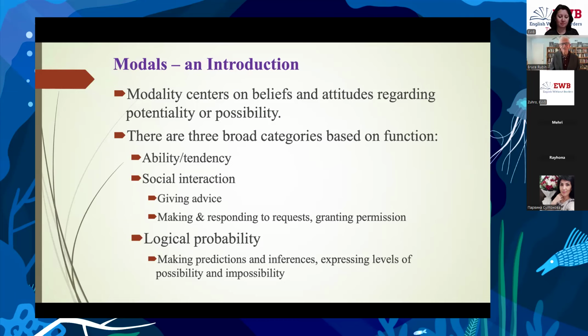But we'll talk about that a little bit. And then the next major category is social interaction. This includes many things, but especially giving advice or making and responding to requests or granting permission, like, may I go to the bathroom? Very formal in an American school. Yes, you may. I'm not even certain that they teach it with may anymore.